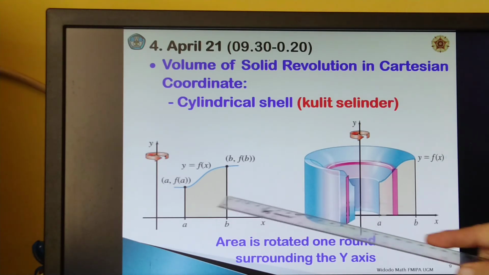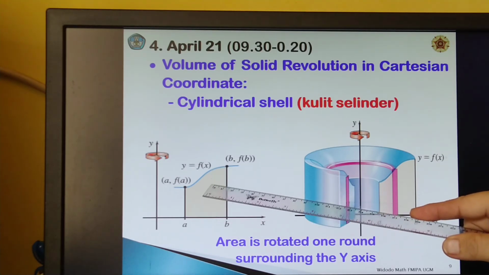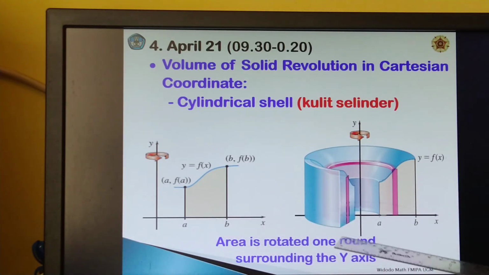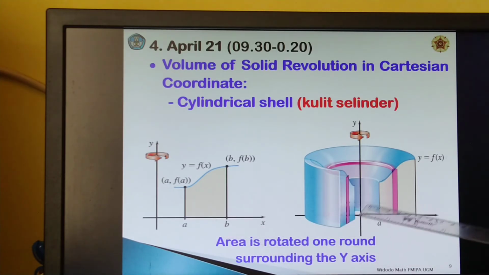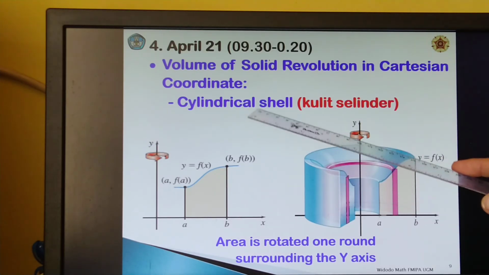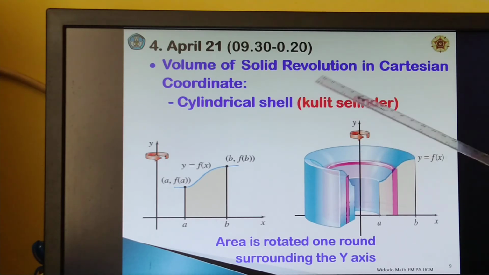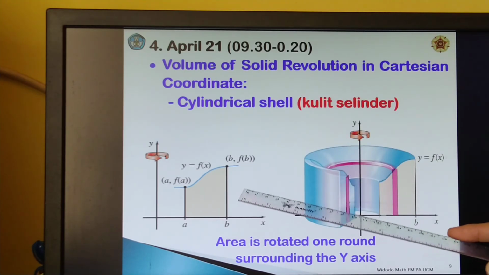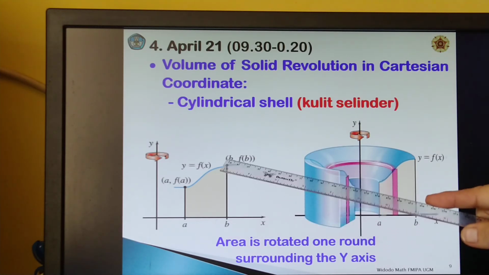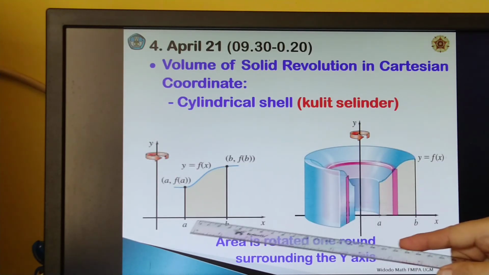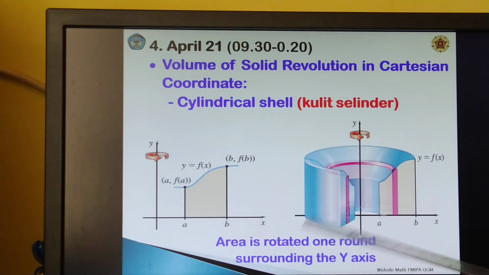As we see in the picture, if we rotate this area one round around the y-axis, we have the solid of revolution like this. But later on, we would like to find that the integral is not with respect to y, but with respect to x. So in principle, the cylindrical shell for the solid of revolution is a certain region rotated around y, but the integration is with respect to x.